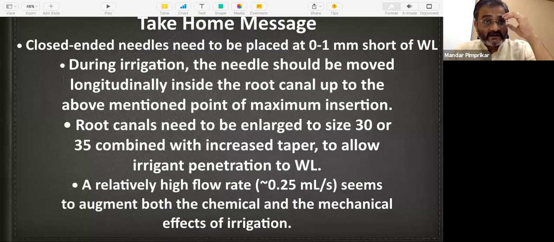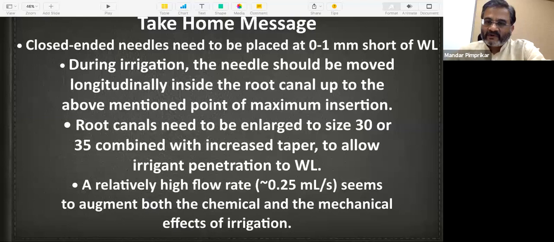You should be using side vented needles during irrigation. The needle should never be locked. You will see in a video how you actually do manual irrigation. Then the root canal needs to be enlarged to about size 30, combined with whatever taper the tooth allows you to do. And you cannot exceed a flow rate of 0.25 ml per second.